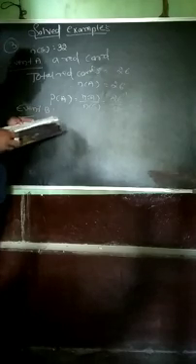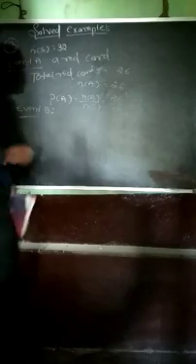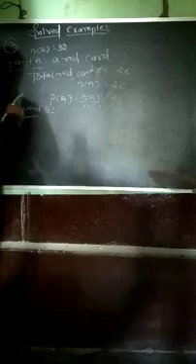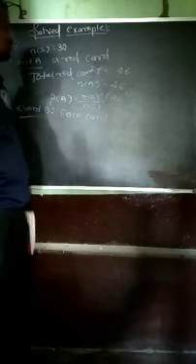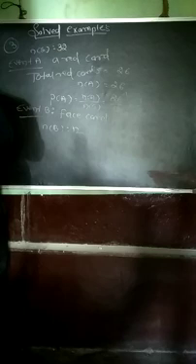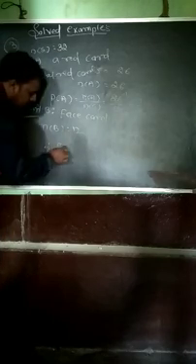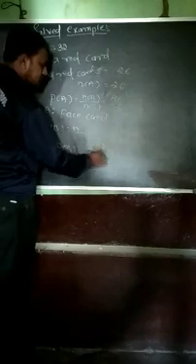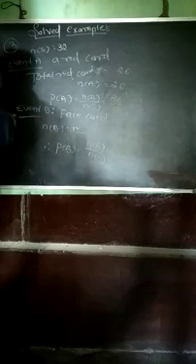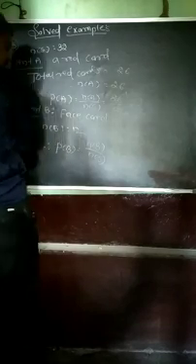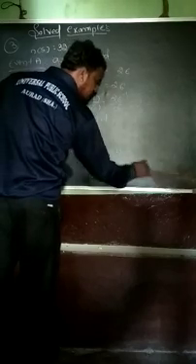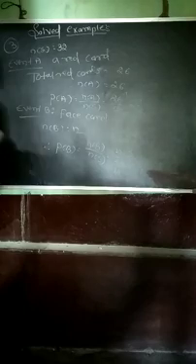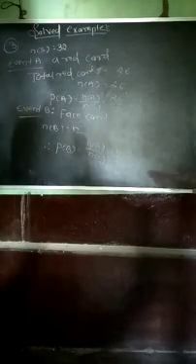Next event B, see here. The card drawn is a face card. So how many face cards will there be? In each type there will be 3 face cards, which are Jack, Queen and King. So n of B is equal to 12. Therefore probability of an event B is equal to n of B divided by n of S, so 12 divided by 52, which is 3 by 13. Okay, the remaining solved examples you do; if you have any doubt then ask me.